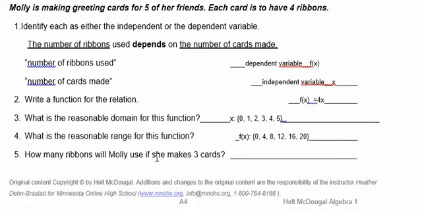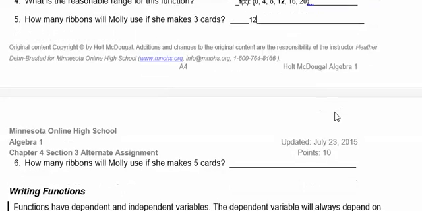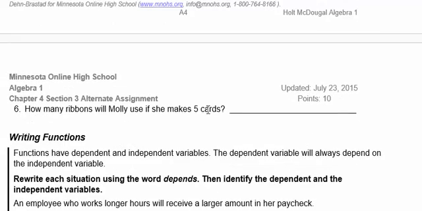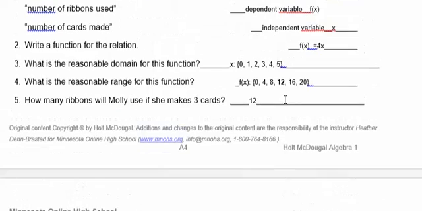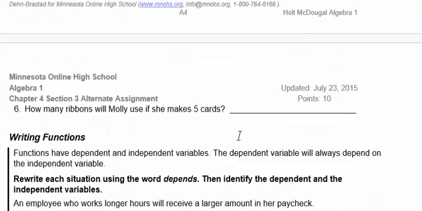How many ribbons will Molly use if she makes 3 cards? Well, we did that one. At 3, 3 times 4 matches up to this one right here at 12. So 12. Is that it for that question? Oh, one more. How many ribbons will she make if she uses 5 cards? So you just do the same thing. You plug 5 into here for 4 times 5, and then you put your answer down here.